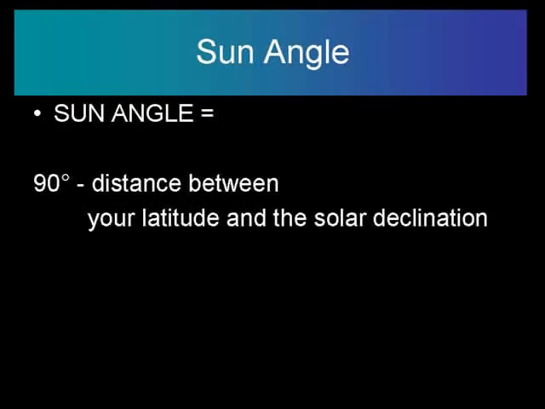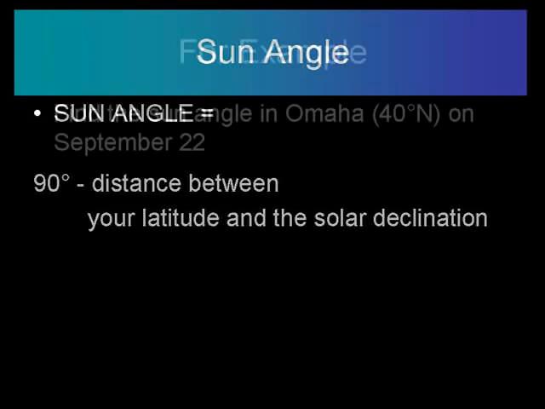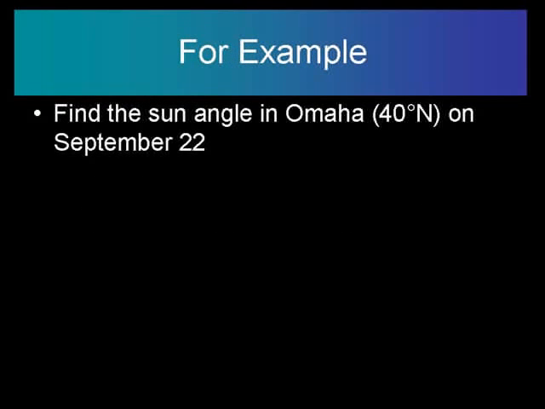The reason why you need to be able to determine the solar declination is because we're going to be computing sun angles. Remember, sun angle is how high above the horizon the sun gets, specifically at noon. We usually refer to this as the noon sun angle. And the equation for the noon sun angle is a pretty simple word equation. The sun angle is just 90 degrees minus the distance between your latitude and the current solar declination.